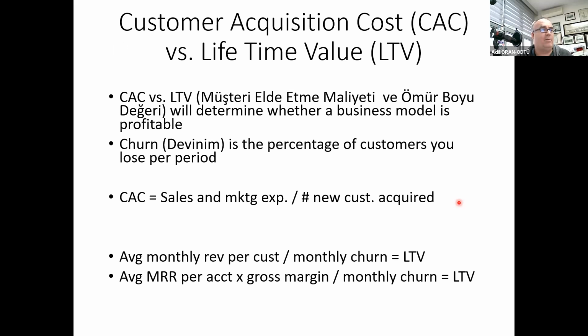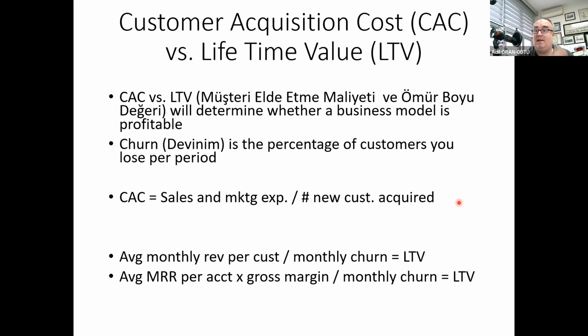So again, a little terminology. Customer acquisition cost, we mentioned it, the CAC. This determines whether the business model is profitable, especially when you compare it to the lifetime value. I don't think I mentioned it, but in order to calculate this, we need something called the churn, or devinim in Turkish. This is what portion of your customers you lose each period. The period may change. For example, for vehicles, it might be from one car to the next car that you buy. What percentage buys another brand?